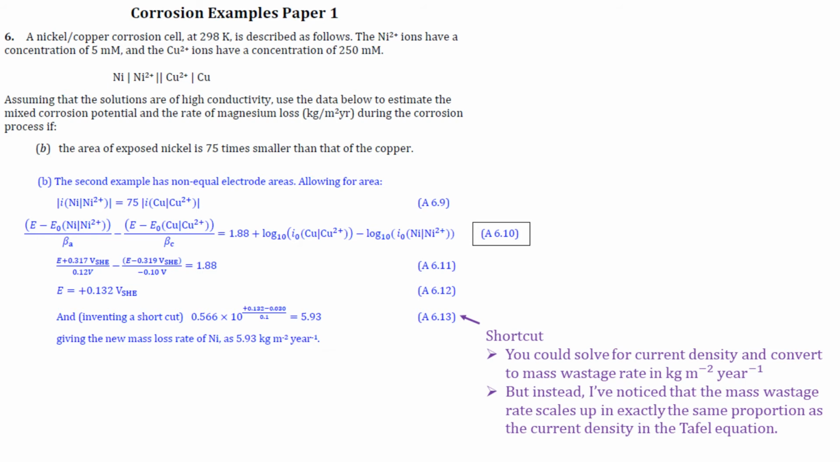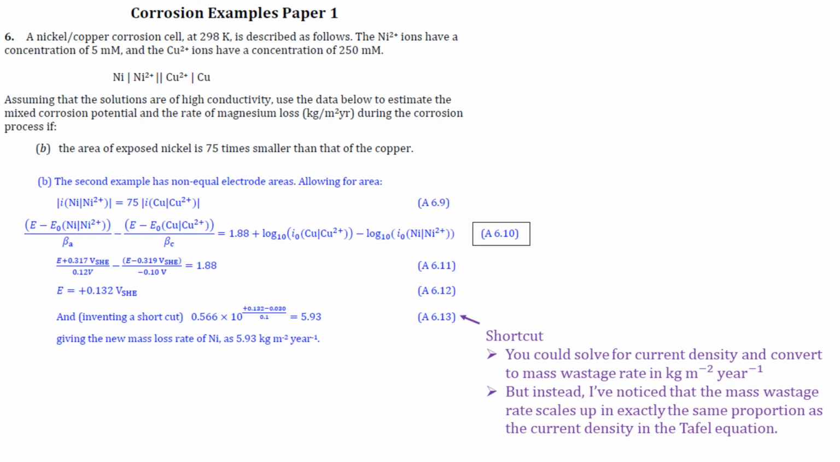Then you solve this in much the same way that you solve the previous algebra. You just have an extra term of 1.88, which comes from the log base 10 of 75, which you will want to take at some point. Once you solve that equation, you get a slightly different surface potential of now plus 0.132 volts SHE, a slightly higher potential than was found before. Well, it's closer to the copper equilibrium potential because there's much more copper in this new system.